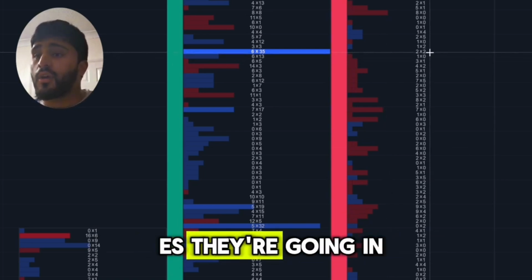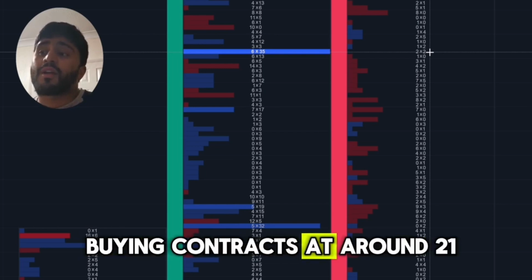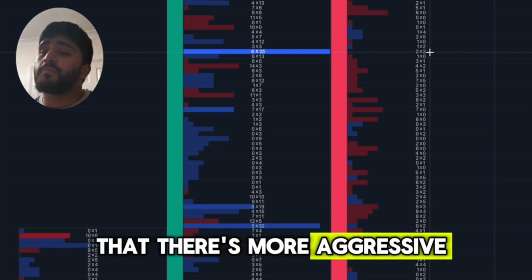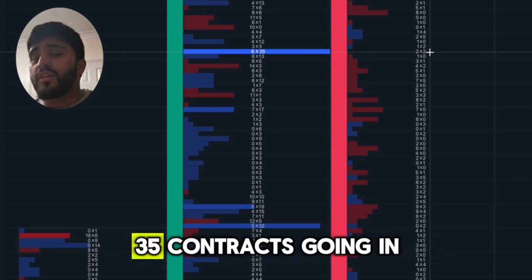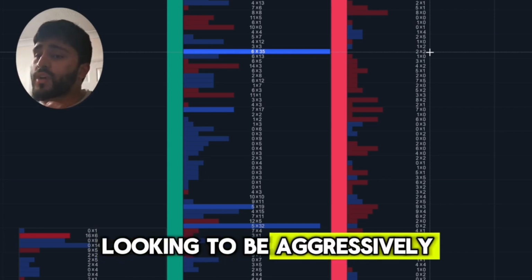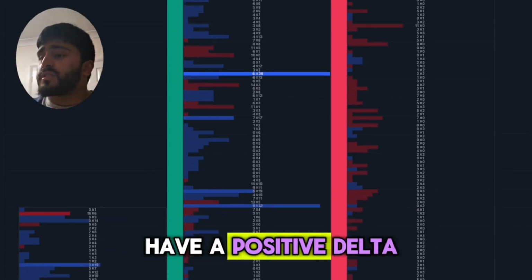What this represents is that there's 35 market participants going in and buying contracts. So this is the ES. Sorry, NASDAQ. They're going in and buying contracts at around 21233. So you know that there's more aggressive buyers hitting the ask. 35 contracts going in on the ask side, looking to be aggressively buying the market, looking to drive price higher. This is why we have a positive delta.